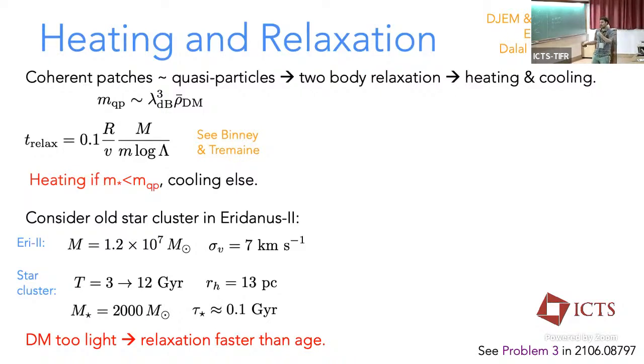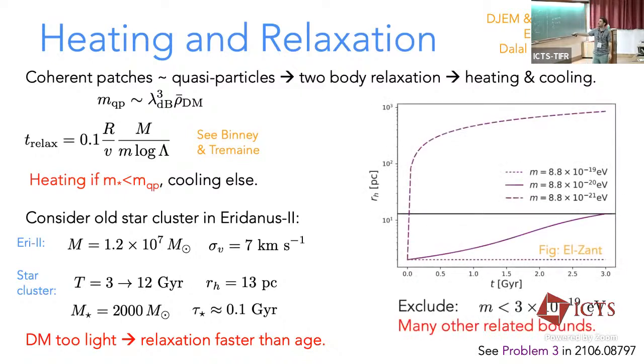And the star cluster will heat on a timescale that is much, much faster than its age, and therefore it shouldn't be stable. If I make the dark matter heavier, then the quasi-particle mass decreases and there's no longer any heating. And this is what it looks like.